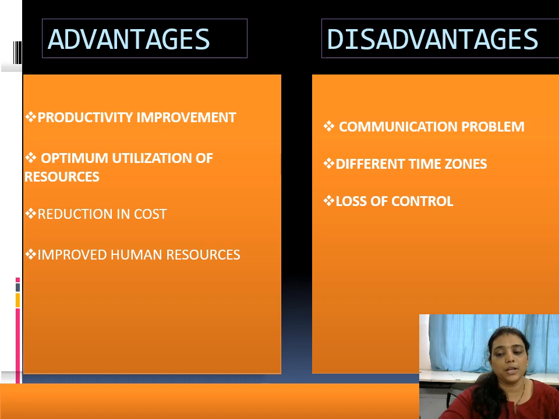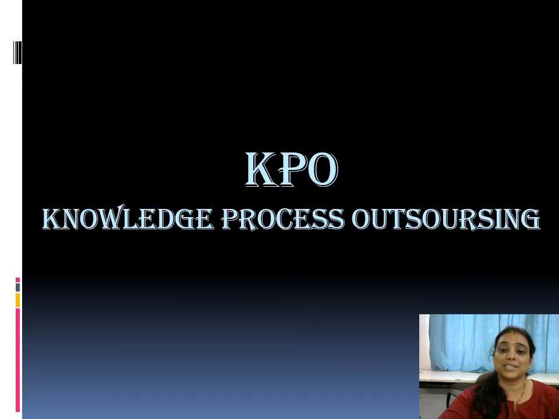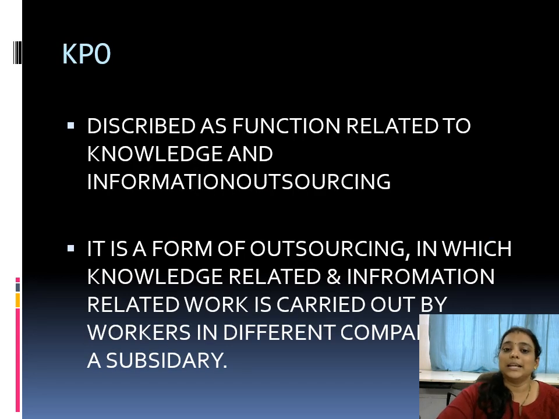Right. And then we talk about what is KPO. KPO means knowledge process outsourcing. It has been described as a function related to knowledge and information outsourcing. Whenever I have to outsource information or knowledge, it comes under knowledge process outsourcing. It is a form of outsourcing in which knowledge related and information related work is carried out by workers in different company subsidiaries. So this work is carried out in the subsidiaries of different companies.